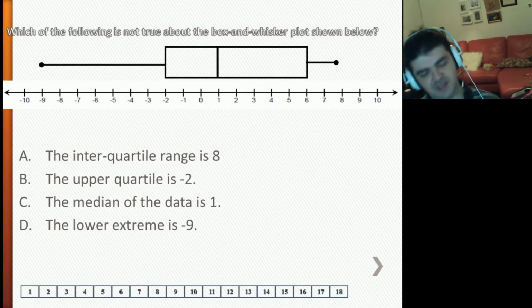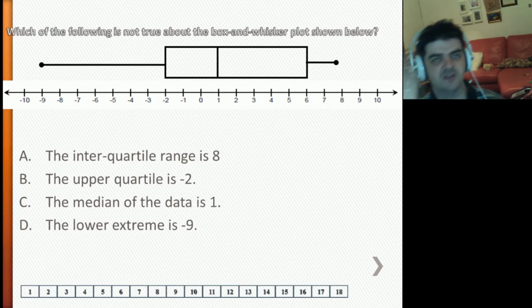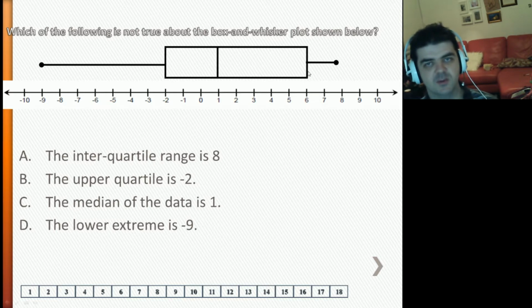Pat yourself on the back if you got that right. Do one more. Again, you can pause it, have a look, see if you can get the answer before I continue on. Which of the following is not true about the box and whisker plot shown below? The interquartile range is 8. We're looking for the thing that's not true. The upper quartile is at 6, the lower quartile is at -2, and 6 take away -2 is 6 plus 2, which is 8, so that is correct. The upper quartile is -2. Well, the upper quartile is actually +6, so that's not true.